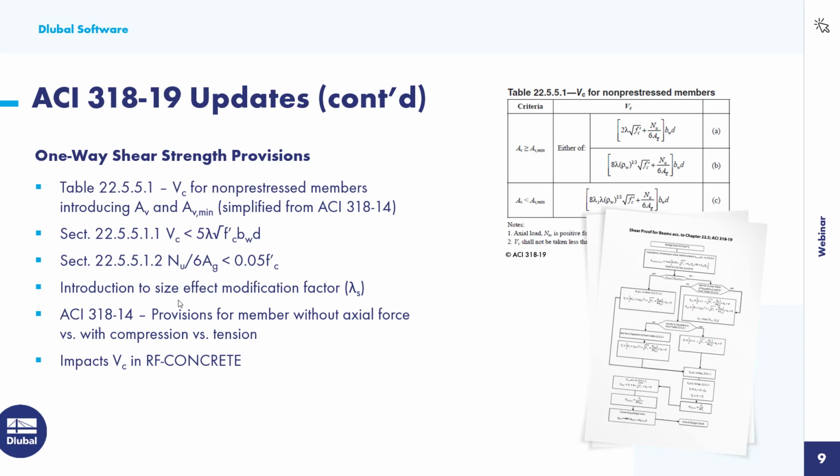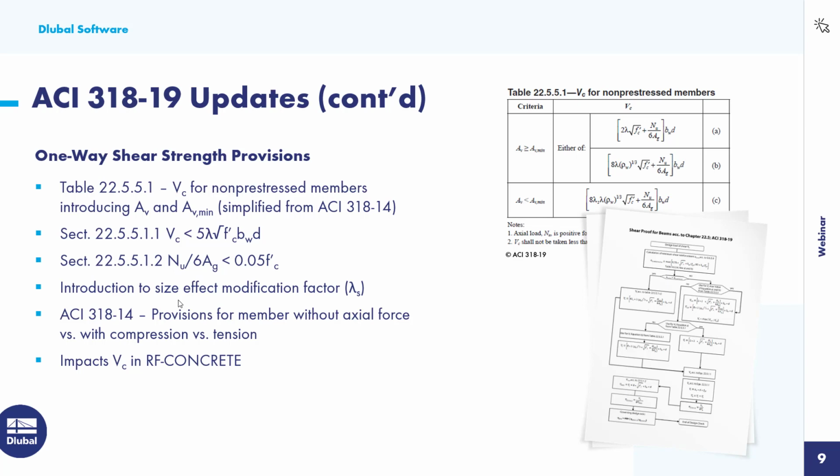Well, the code tells us that previously, if a member depth doubles, the shear capacity of that member may not necessarily double either. So this size effect modification factor has better control over that rather than just simply doubling the value. Again, the ACI 318-14 previously had provisions for the equations for members without an axial force versus members with a compression force versus members with a tension force. So again, much more simplified.